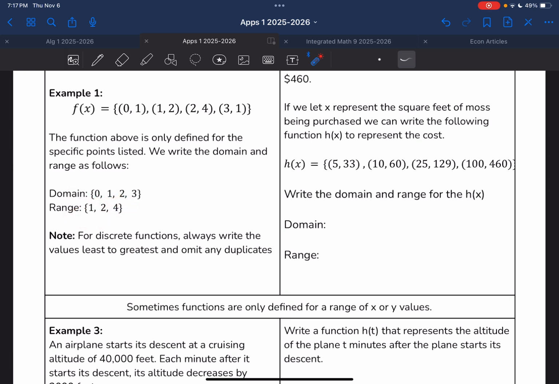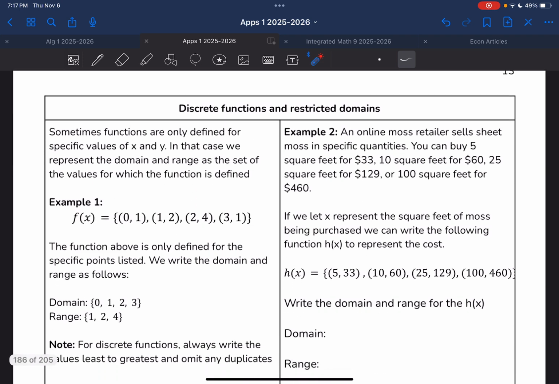Same with the range. And then just the notation for this, when we write the domain and range, we always order them from least to greatest, as you can see here, and omit any duplicates. So as you can see, we have 0, 1, 3, 1 here. But in the range, I just write the 1 once.